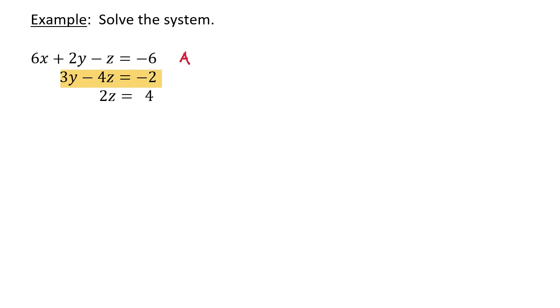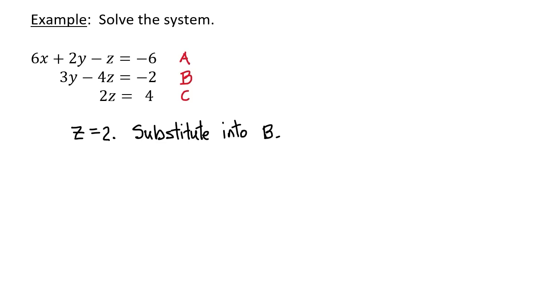Equation B is 3y minus 4z equals negative 2. And equation C is 2z equals 4. This system is already in upper triangular form. So my first step is to solve equation C for z, and z pretty clearly equals 2. So I'm going to substitute z equals 2 into equation B. 3y minus 4 times 2, so that's 8, equals negative 2. So that means I have 3y equals 6, y equals 2.